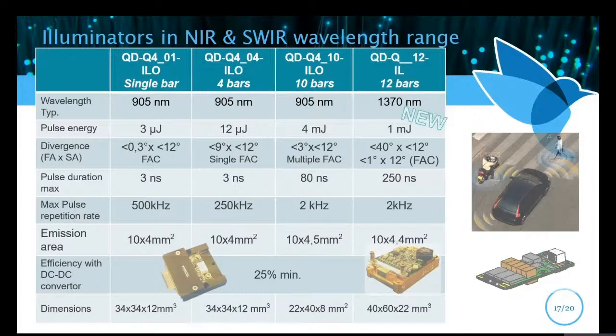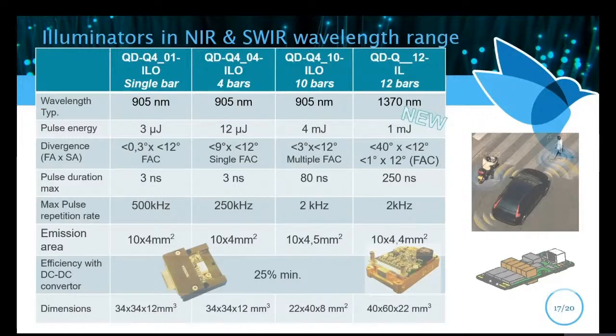In the near-infrared region, thanks to the triple junction technology implemented on the bars, record high energy can be achieved. In the SWIR, here at 1370 nanometers, we have recently demonstrated millijoule operation on a stack of single junction bars. The drivers are designed to provide the specific pulse duration from nanoseconds to 100 nanoseconds.